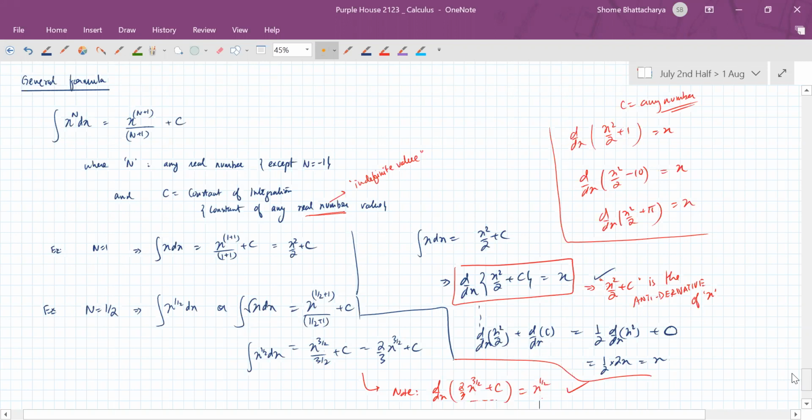Can you please read the last note? Yes. The last one is telling us that differentiation of 2 by 3 x to the power 3 by 2 plus c is equal to how much? X to the power half. D by dx of that bracket, 2 by 3 x to the power 3 by 2 plus c, is the antiderivative that we calculated from the formula, right? Yes, sir, got it now.